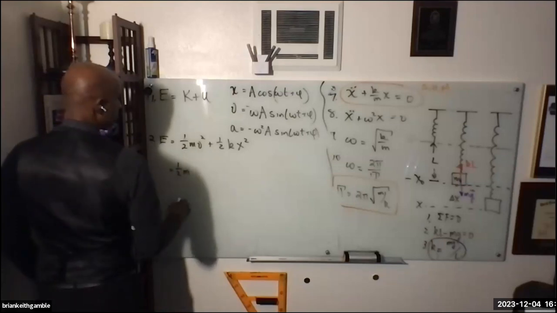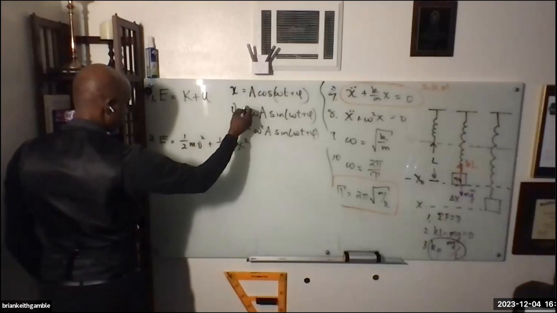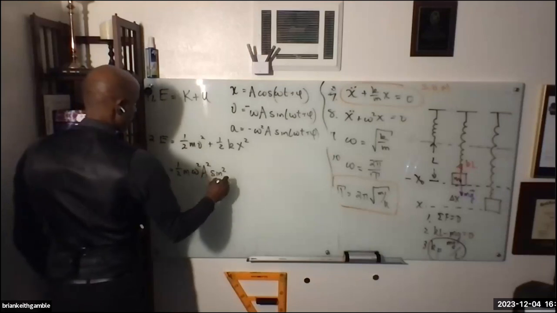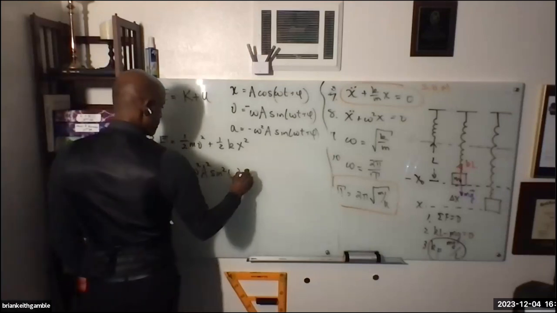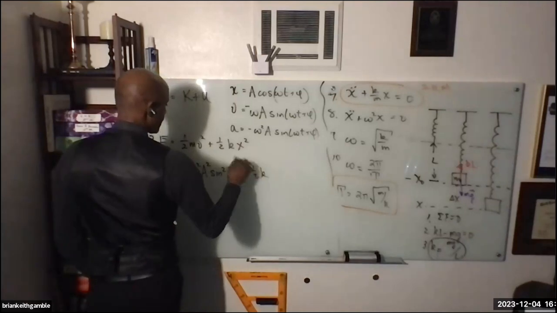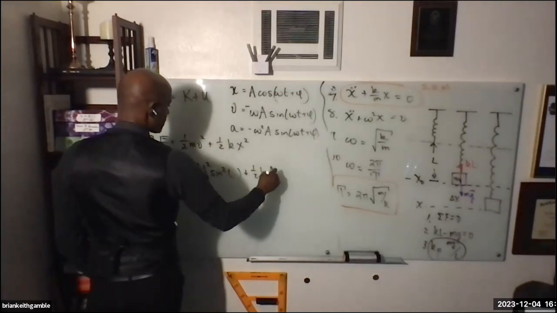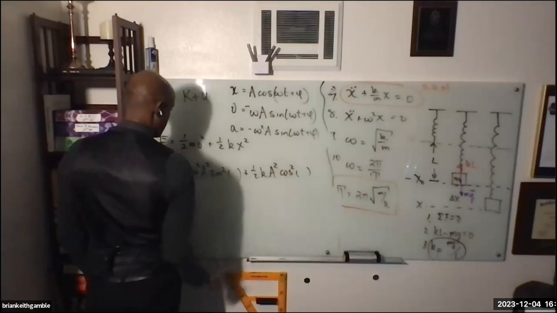Now v is going to be this guy squared. So taking the minus sign, it goes out. So you're going to have omega squared, a squared, sine squared. I'm just going to write that to go fast. And then plus 1/2 k, k times x squared, but x squared is this. That becomes a squared cosine squared times the argument.